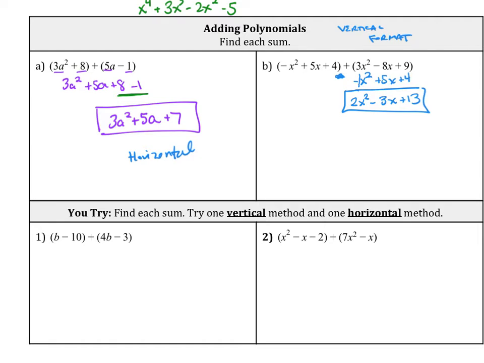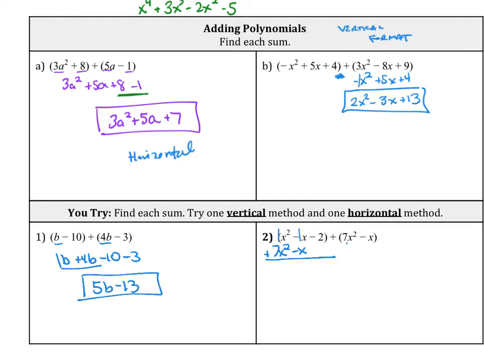Okay, so if you did the horizontal format here, you could write b plus 4b minus 10 minus 3. So this becomes 5b minus 13. Here, let's see. So I'm going to rewrite this one on the other side. It doesn't matter where you write it, just so you're matching terms here. So I just rewrote it. If there's no sign, this is just adding. So remember, there's an invisible 1 for each of these. So we have 7 plus 1 is 8x squared. Minus 1 minus 1x is a minus 2x, and then minus 2.